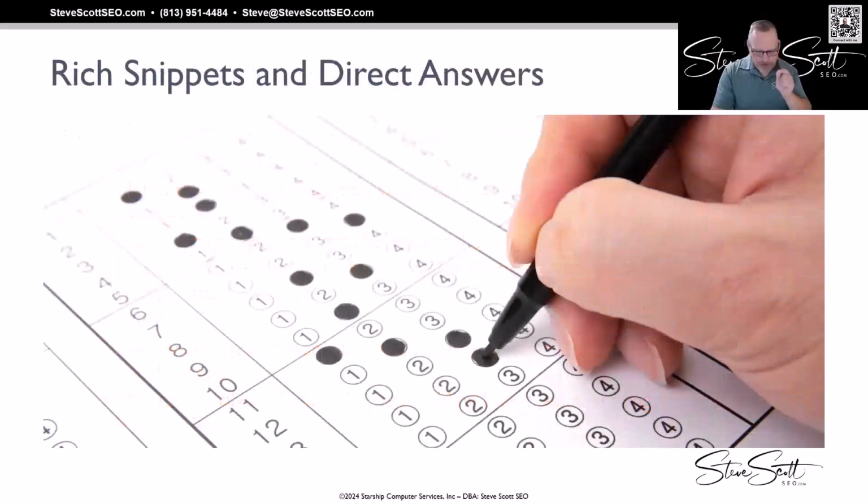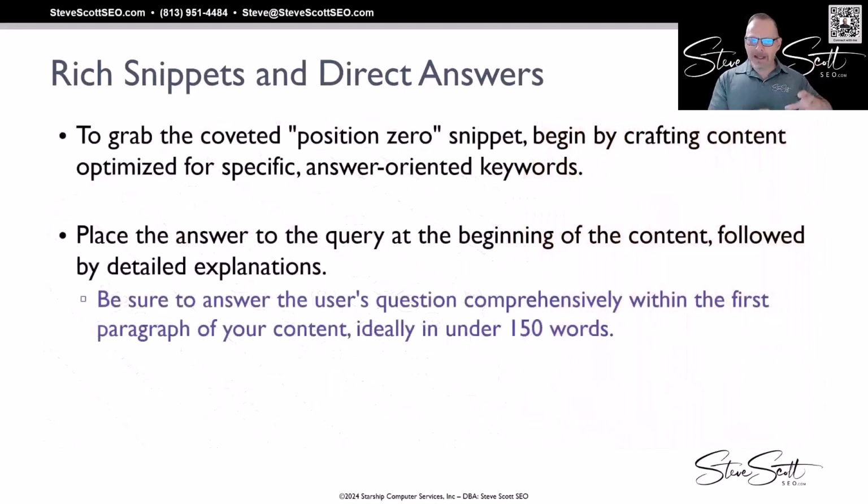Let's talk about rich snippets and direct answers now, okay? So to grab that coveted position 0 at the top, you've got to begin by crafting content optimized for specific answer-oriented keywords, right? So we're looking for keywords that result in somebody needing an answer, right? We're looking for a search term, a question, right? And by placing the answer to the query at the beginning of the content, and then following it up with detailed explanation. So you want to be sure to answer the user's question comprehensively within the first paragraph of your content, ideally in under 150 words.